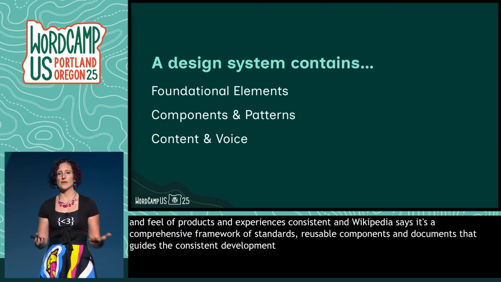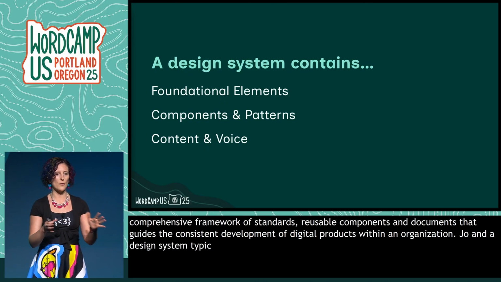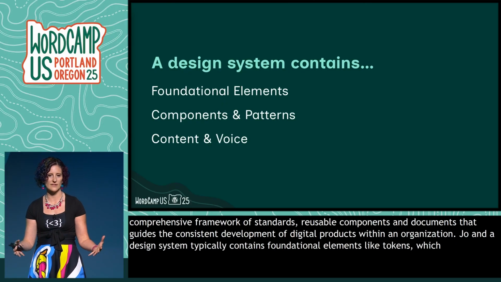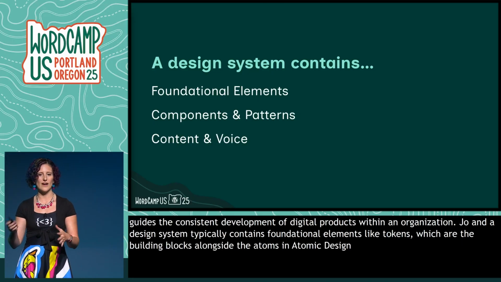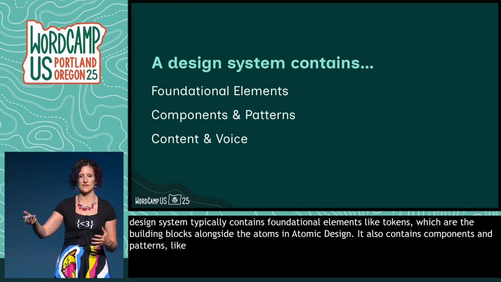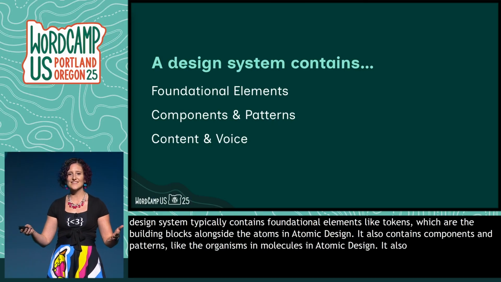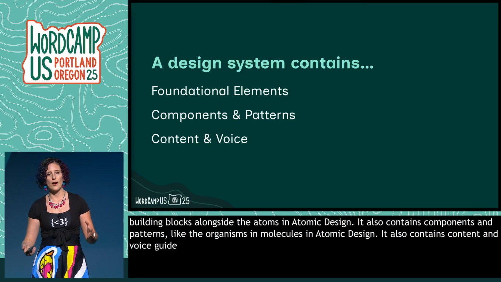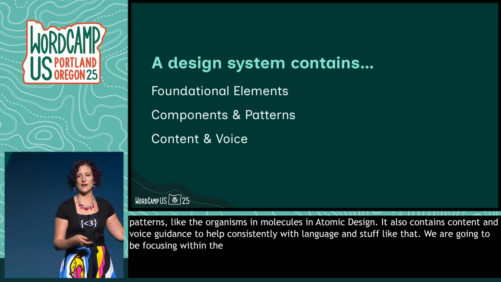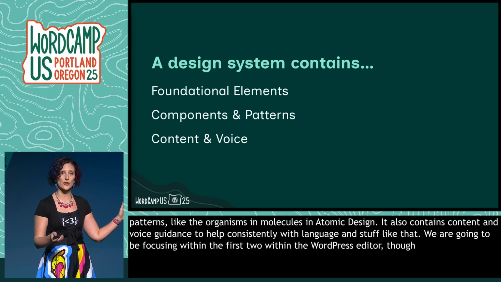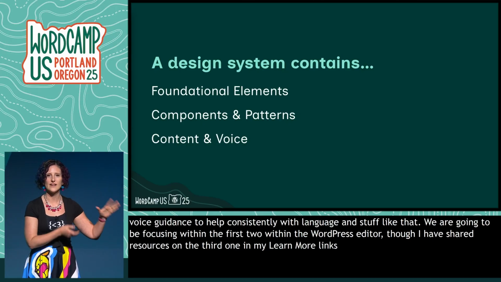And a design system typically contains foundational elements like tokens, which are the building blocks of all of your UI styles, alongside the atoms in atomic design. It also contains components and patterns, which are more complex assemblies of UI elements like the organisms and molecules in atomic design. It often also contains content and voice guidance to help businesses communicate consistently with language and imagery and stuff like that. We are going to be focusing on the first two within the WordPress editor, though I have shared resources on the third one in my Learn More link. So if you want to learn about that, you'll get that at the end too. But I'm going to focus on the first two because those are things we can technically implement within the editor right now.